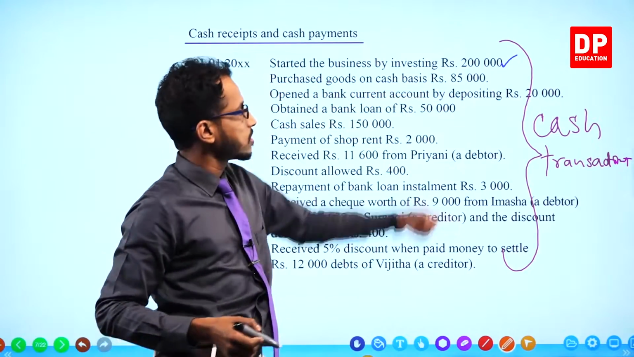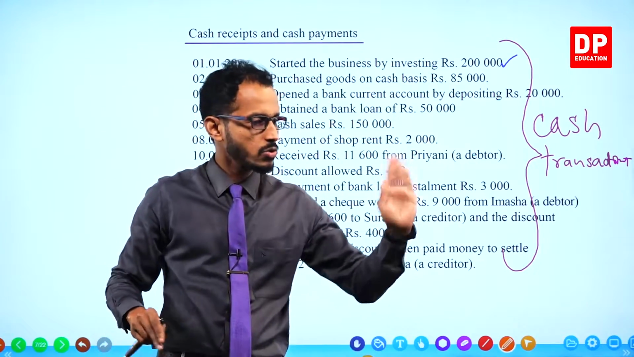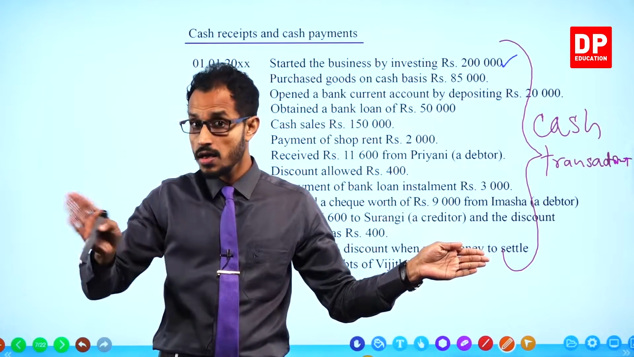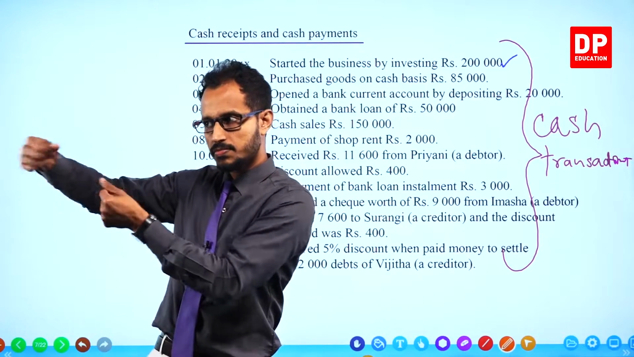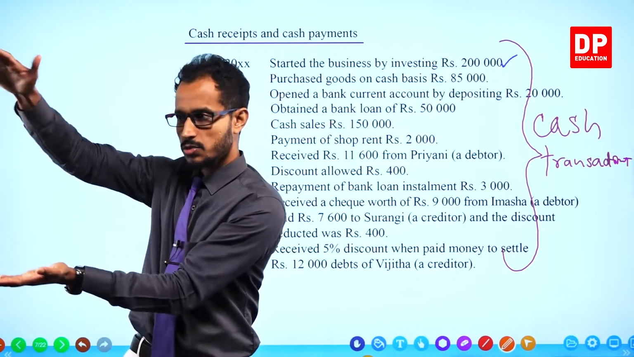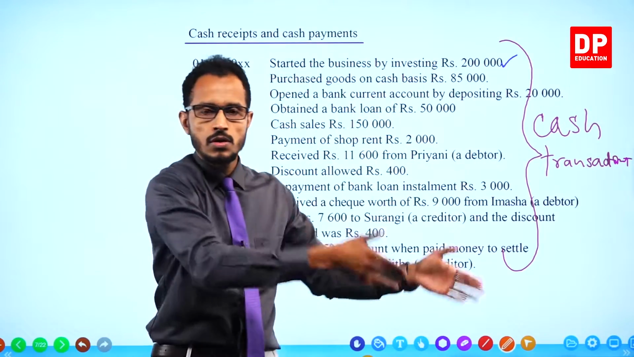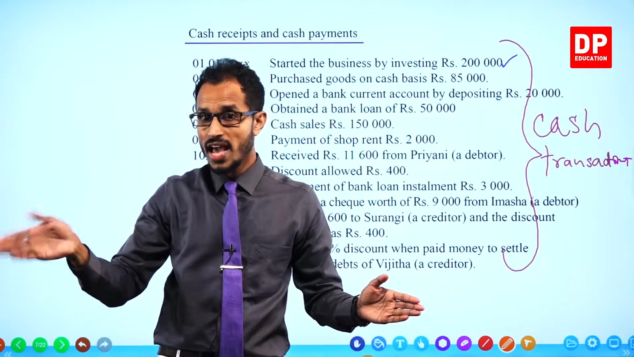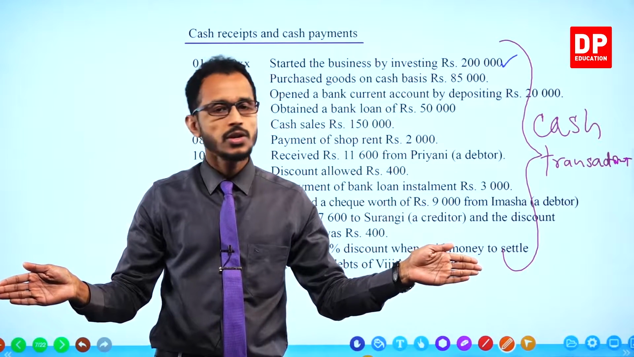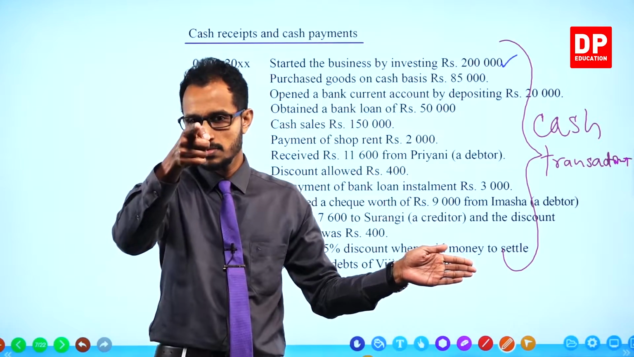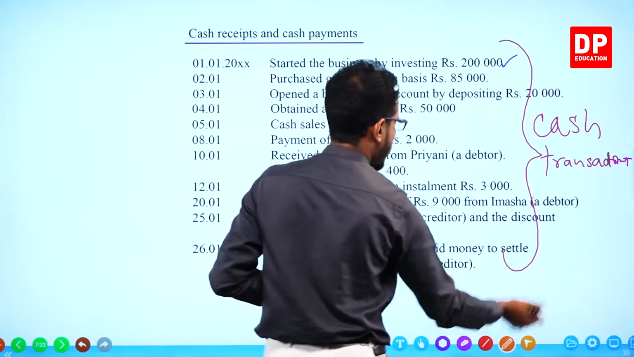Purchase goods on cash basis. Purchasing goods, we are spending money. Money goes out, cash book credit. Goods come in, so goods debit. Goods account. No, purchases account. Purchases account debit, cash credit.